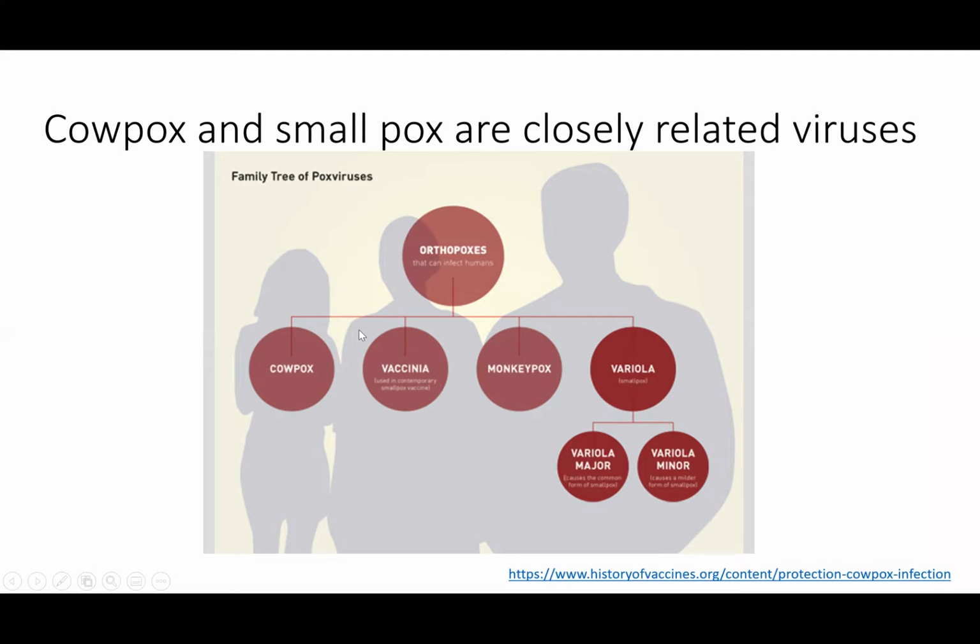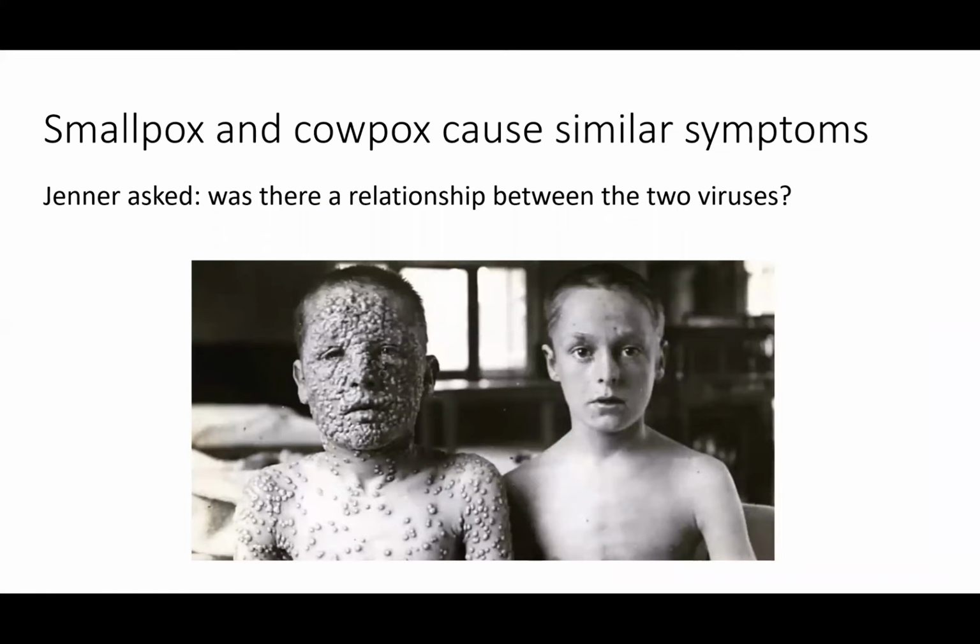Cowpox is very closely related to variola, or smallpox, and there are two different forms of smallpox. Generally speaking, we think of variola major as the most deadly form of smallpox. But if you look at smallpox and cowpox, they cause very similar symptoms. They cause pustules to form all over the body, and they have a very similar progression of symptoms, at least at first. Smallpox progresses to be much more serious in humans, but at their basic level, cowpox and smallpox have a very similar set of symptoms, looking at the formation of pustules.